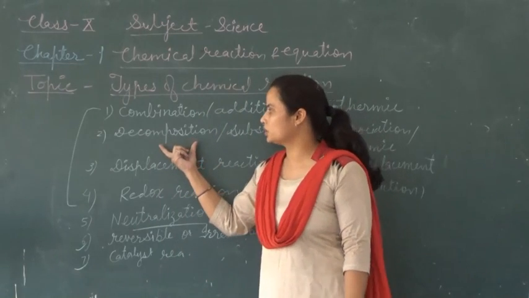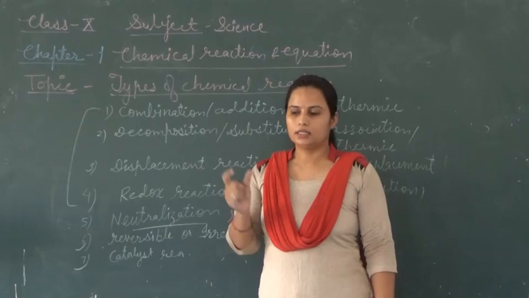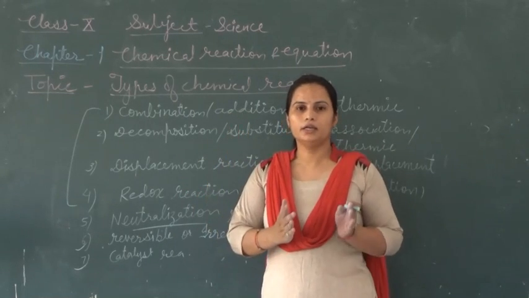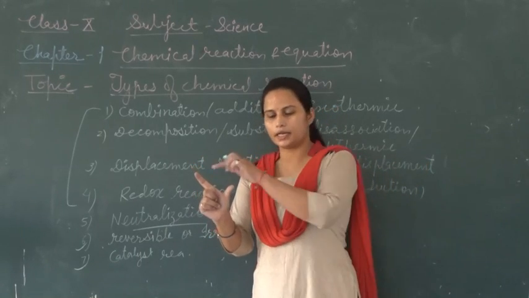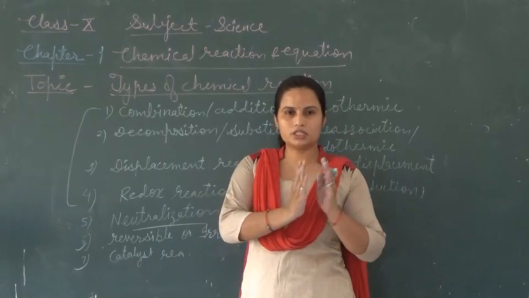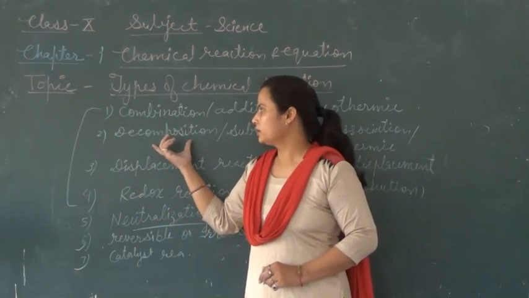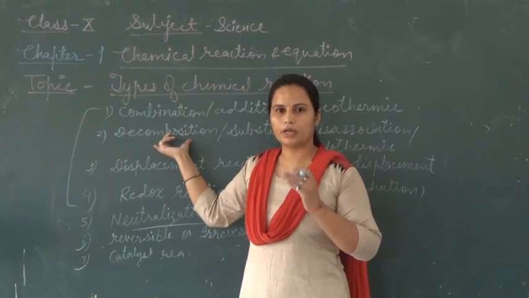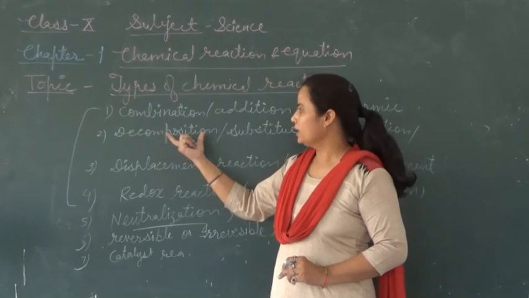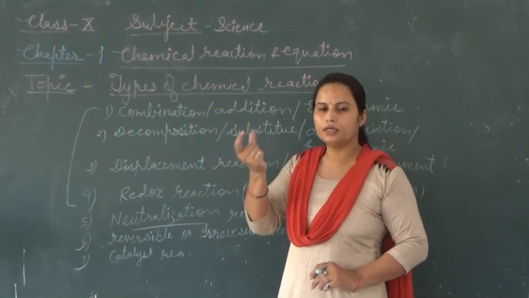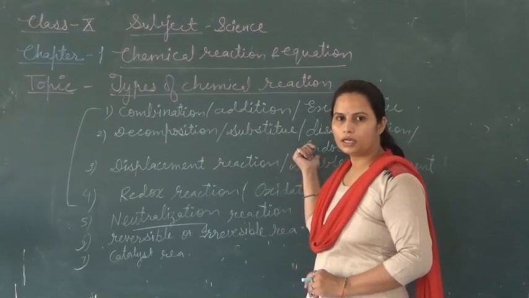The second type of reaction is decomposition reaction, a type of reaction in which a single reactant breaks into simpler products. The examples that I told you next: the reactant breaking down into simpler products is called the decomposition reaction. In this type of reaction, the reactant requires temperature. That's why it is called an endothermic reaction.